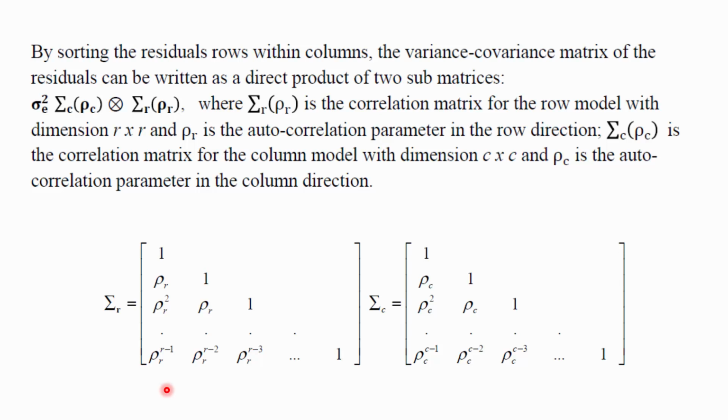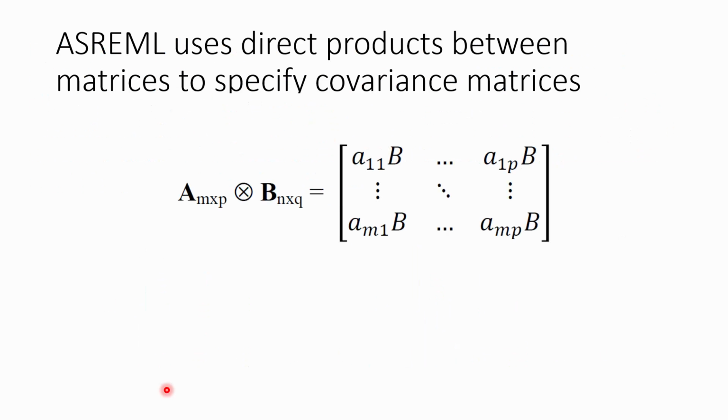All right, so we're going to take the direct product between these two matrices to specify our covariance matrix. A direct product is symbolized by this symbol here, a circle with an X. It's also known as a Kronecker product. Heard of a Kronecker product? When we have covariance. So this indicates a direct product, or the Kronecker product.